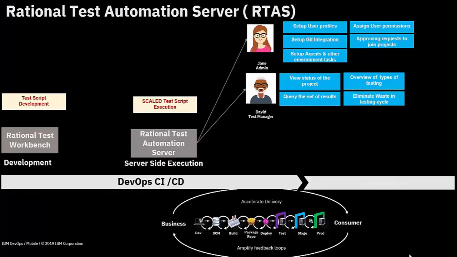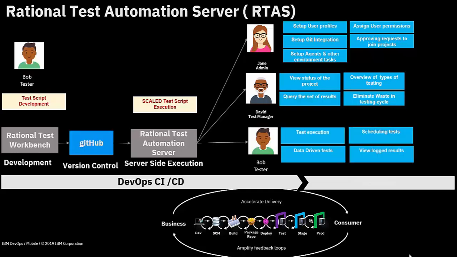Now let's see the next persona, Bob, the tester. Here Bob is going to change a test in Rational Test Workbench, and that's going to be checked in to GitHub. Bob is going to perform a test execution. Then he's also going to change some data, execute the test, and view the test result.